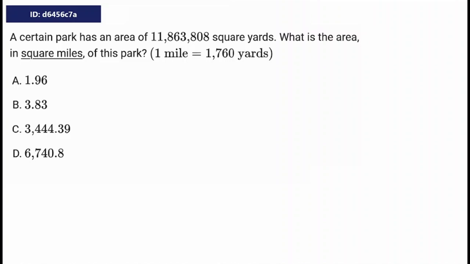This one's a hard SAT problem, and it's really hard for a lot of people, but it doesn't have to be hard for you. A certain park has an area of 11,863,808 square yards. What's the area in square miles of this park? And then ETS tells you that a mile is 1,760 yards.